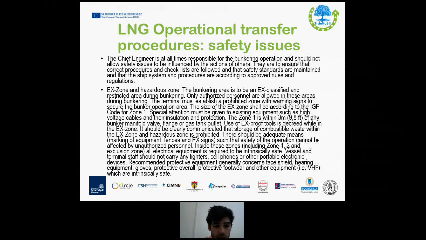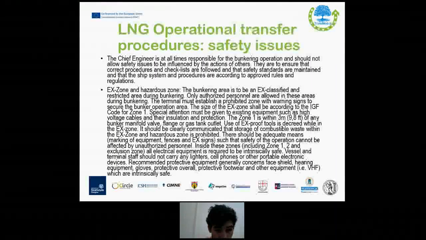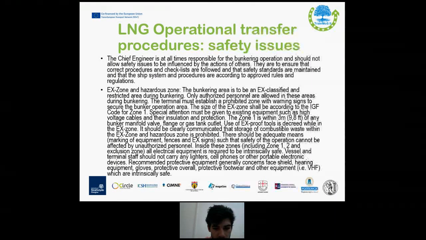X zone and hazardous zone. The bunkering area is to be an X-classified and restricted area during bunkering. Only authorized personnel are allowed in these areas during bunkering, as the terminal must establish a prohibited zone with warning signs to secure the bunker operation area.